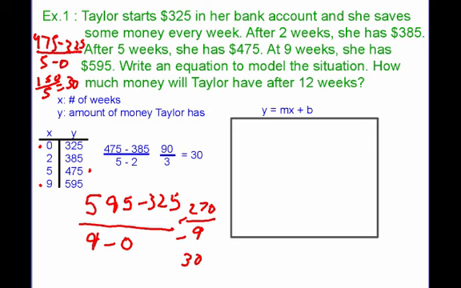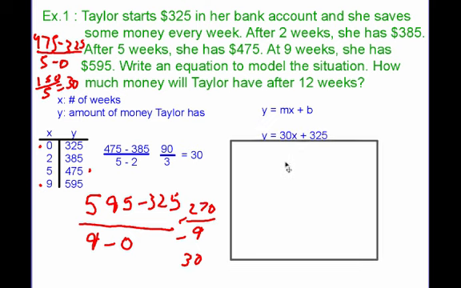So for m, we're just going to plug in 30. And we know our y-intercept is 325, so we just plug in 325 for our y-intercept. And there we have it. y equals 30x plus 325. This equation will model how much money Taylor has for x weeks.